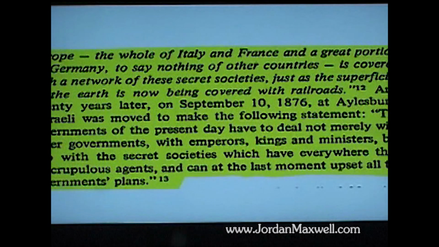And 20 years later, on September 10, 1876, Benjamin Disraeli was moved to make the following statement: "The governments of the present day have to deal not merely with other governments, with emperors, kings, and ministers, but also with the secret societies which have everywhere their unscrupulous agents and can at the last moment upset all the government's plans."